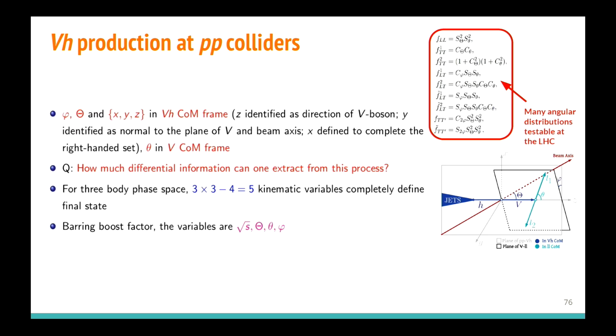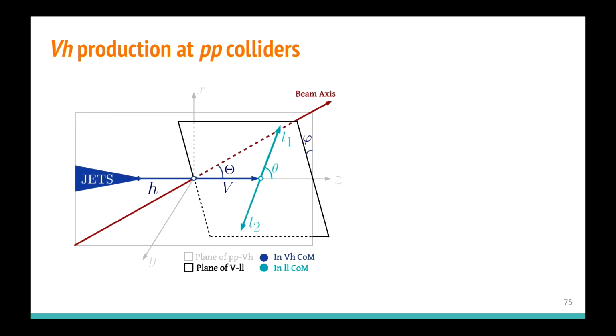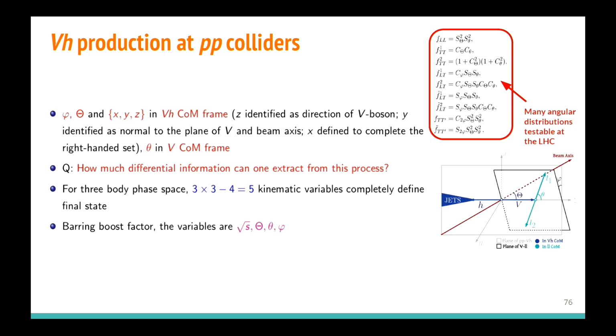So I am not going through the details of this analysis. What one can do is calculate the amplitude for this process, pp going to HV, using helicity amplitudes, some simple techniques, and one will be able to disentangle this entire process into various angular moments.